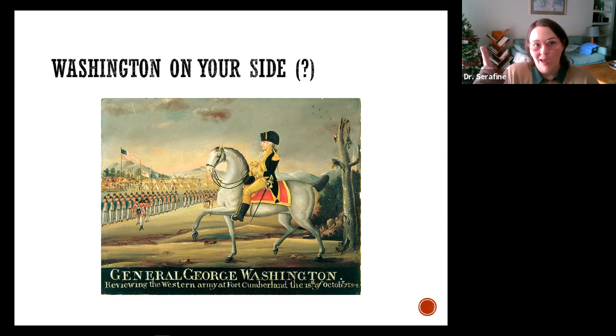So Washington sees Shays' rebellion and says, we're going to need a stronger federal government. Whiskey tax is like, yep. He's like, I was right. We have to put down this type of continual rebellion.